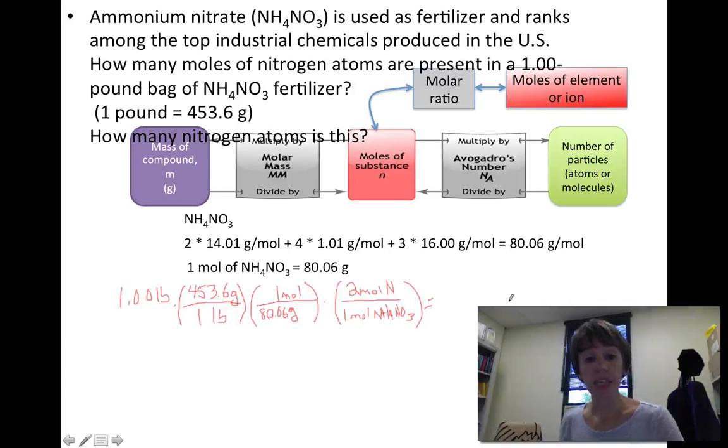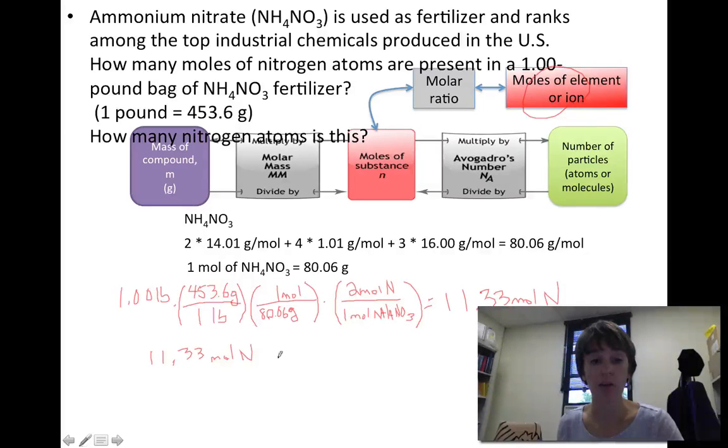So this calculation, multiplying everything on top divided by everything on the bottom, gets us 11.33 moles of nitrogen. And that answers the first question. And then, so I've figured out how many moles of nitrogen I have here. The question did also ask about atoms, and now that I know how many moles of nitrogen I have, that last step is an easy one. It's one that you've done a lot of times now.